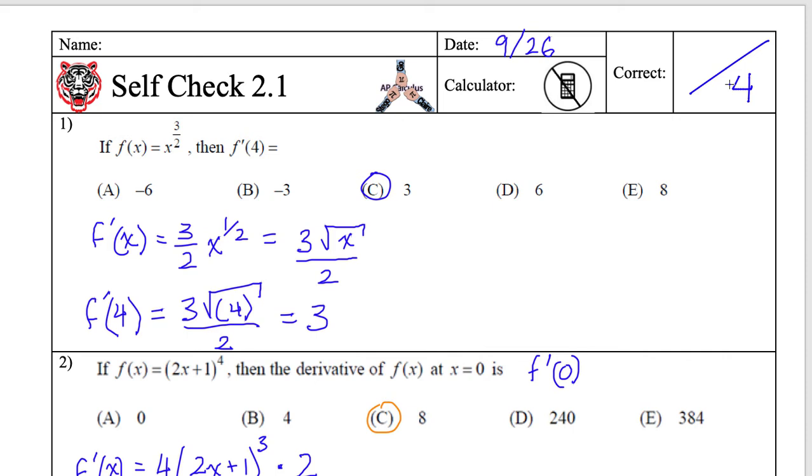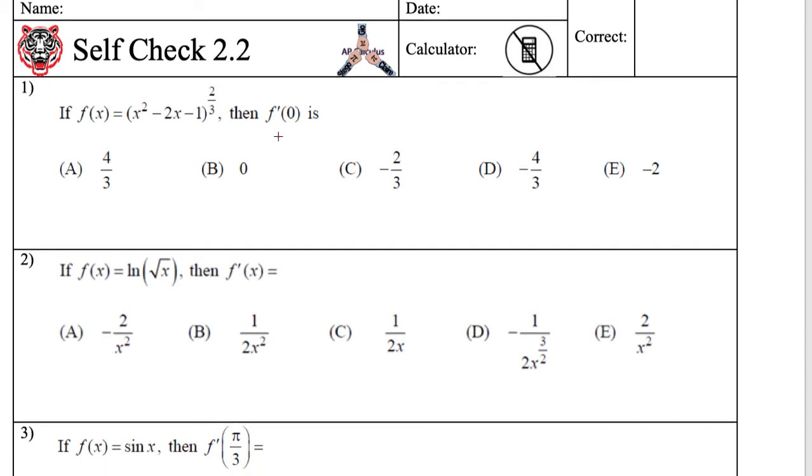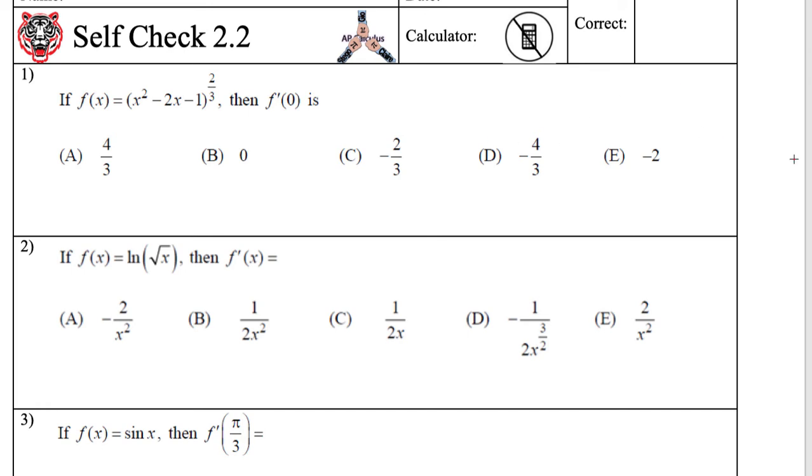All right, cool. So that concludes this video. All right, and self-check 2.2. We gave ourselves 10 minutes to reset the timer in case it goes off. All right, perfect. All right, so number 1, we have to take the derivative.